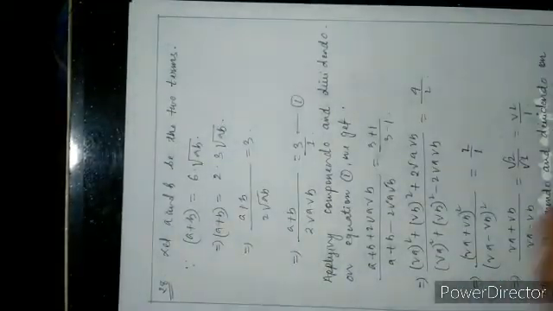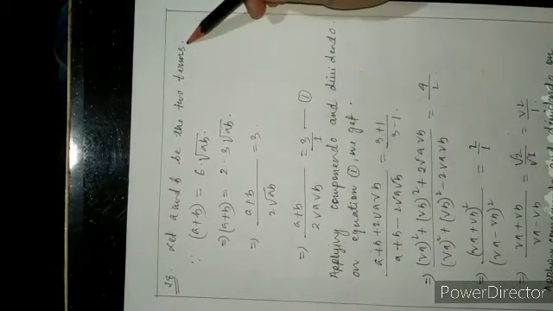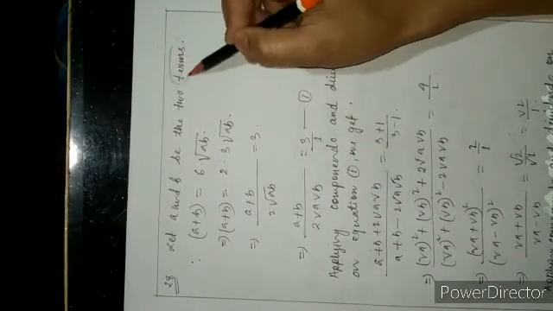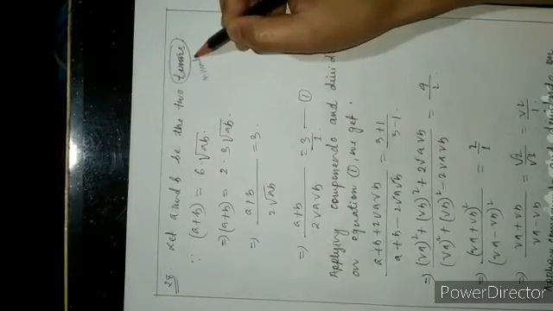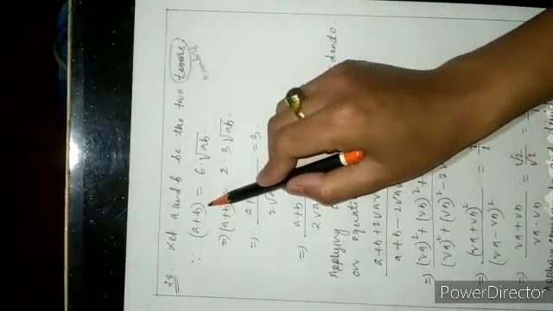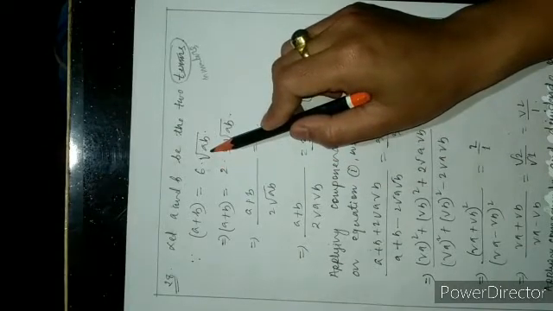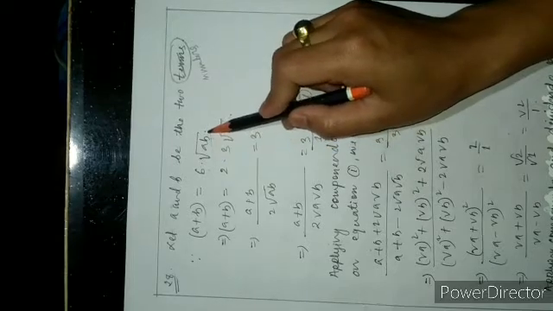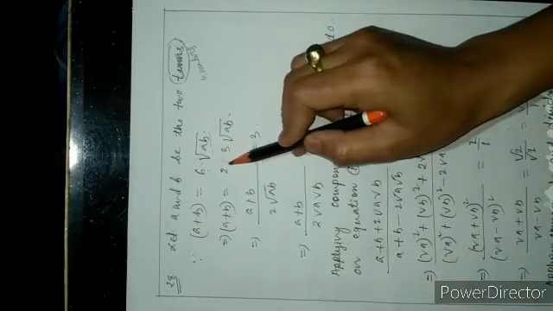Question number 28: let capital A and B be the two numbers. It is given that the sum of the two numbers, A plus B, is equal to 6 times the geometric mean between A and B. The geometric mean of A and B is the square root of the product AB.